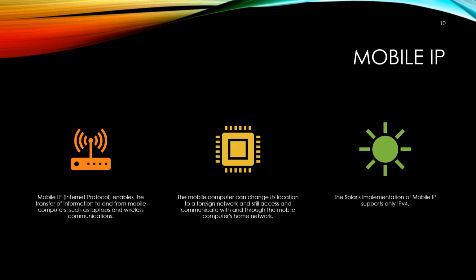Okay, mobile IP, Internet Protocol. It enables the transfer of information to and from mobile computers, which is your mobile device, such as laptops and wireless communications. The mobile computer can change its location to a foreign network and still access and communicate with and through the mobile computer's home network, which is very nice.